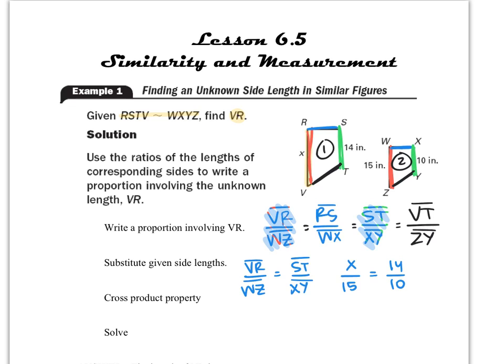And now we have a proportion, and we know how to solve proportions. We've spent a lot of time solving proportions. So in this case, I'm going to use cross products, which tells me that 10 times X is equal to 14 times 15. And then at this point, you're welcome to use your calculator if you would like. So 14 times 15 is 210, and 10 times X is just 10X. We have multiplication, so we undo it with division, and so X equals 21.